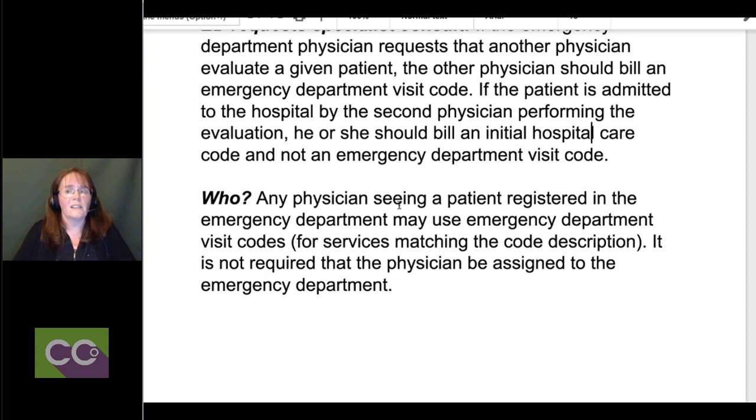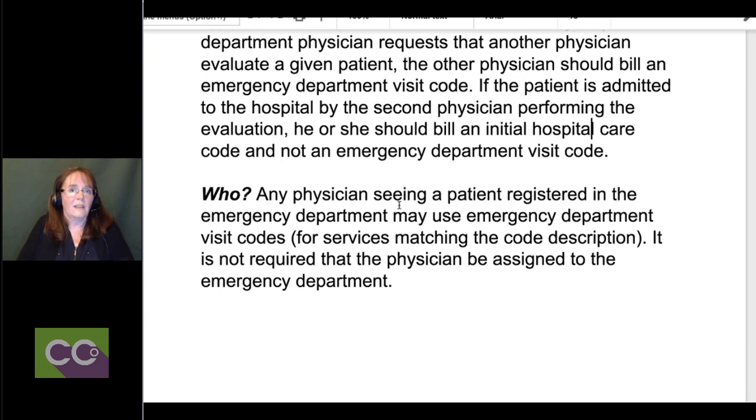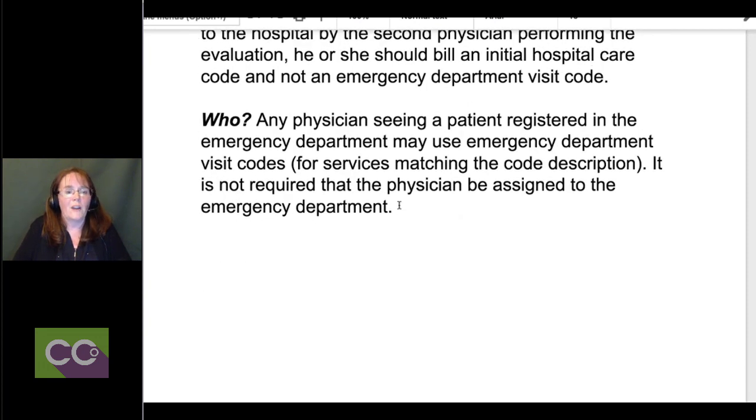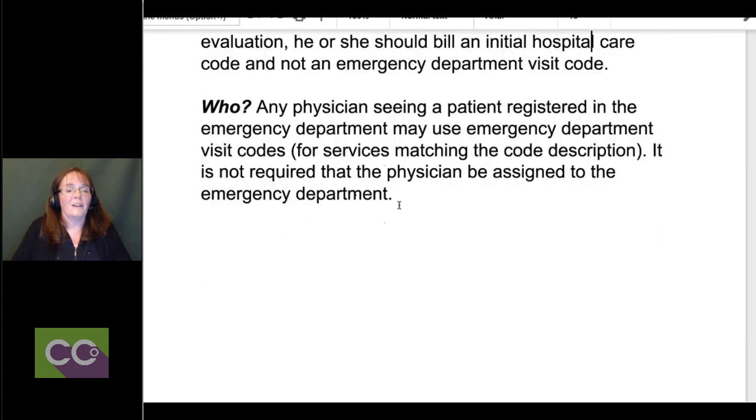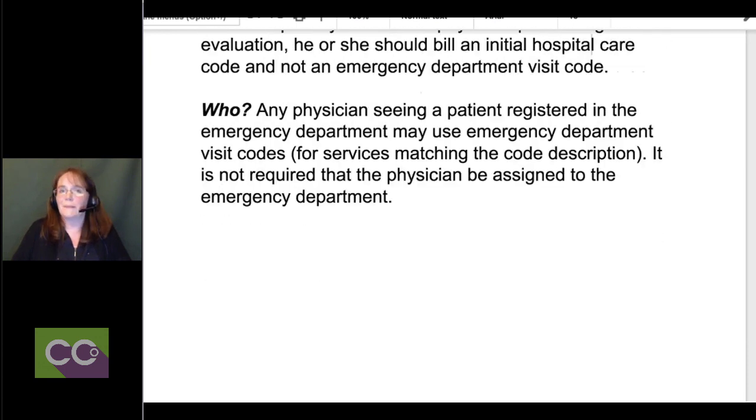So in the case of our answer, you're going to bill an emergency department code for a Medicare patient who comes into the ER and a hospitalist does a consult. You're going to use that ER code if they strictly came in the ER and left the ER. So hopefully that clarified that answer for you.